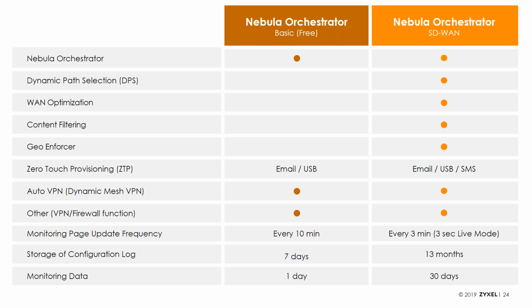And you won't see as long of a log from the Nebula Orchestrator, and the update frequency will be 10 minutes instead of 3 seconds in live mode with the full license. And as a deployment method, SMS isn't available either. But otherwise the management is there.